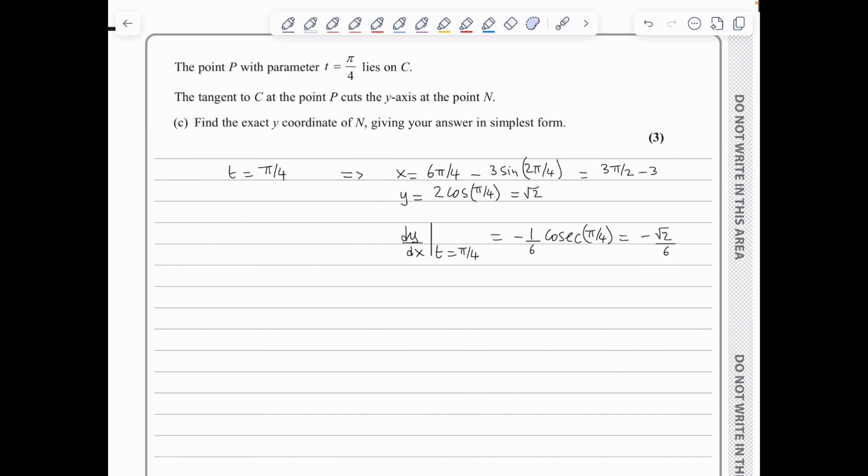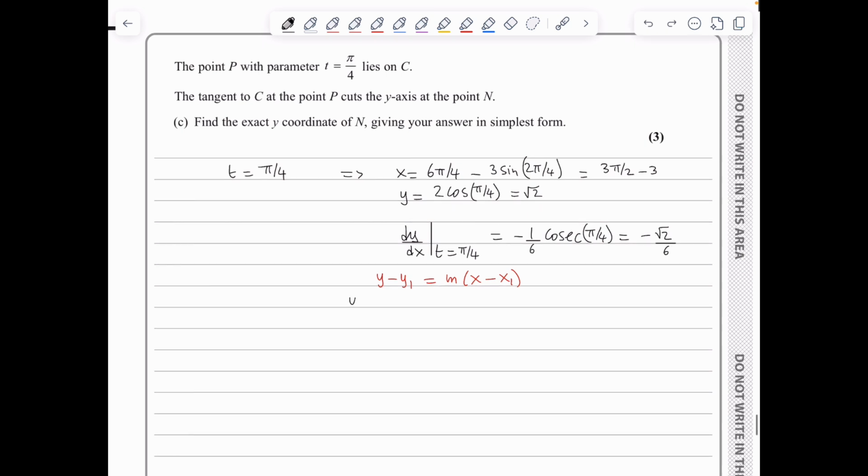And using the fact that the equation of a straight line passing through (x1, y1) with a gradient of m is given by y minus y1 equals m(x minus x1), we're looking at y minus root 2 is equal to minus root 2 over 6 times (x minus (3 pi over 2 minus 3)). This is the equation of the tangent.